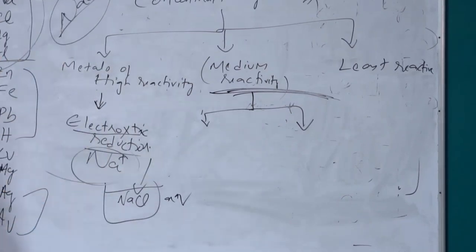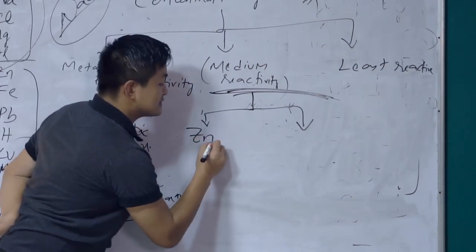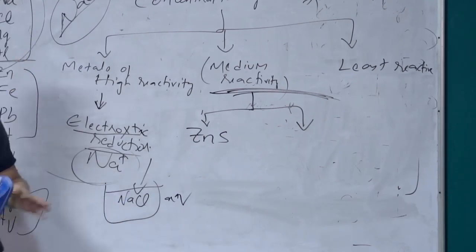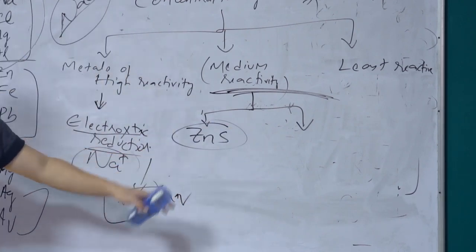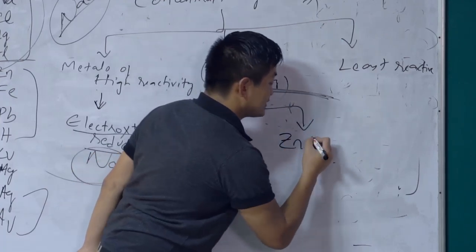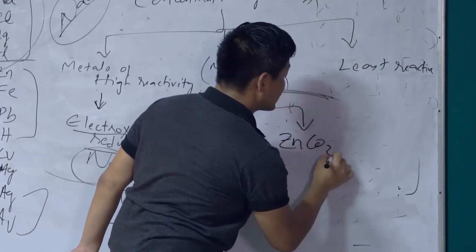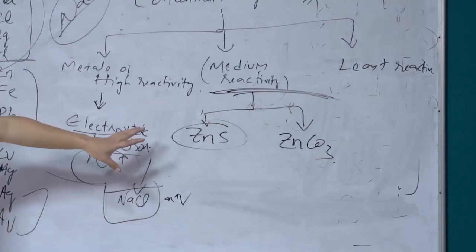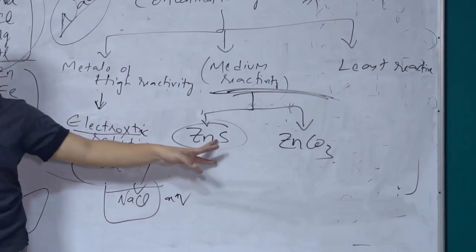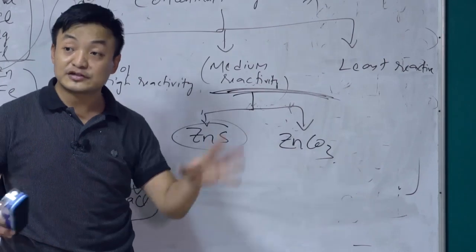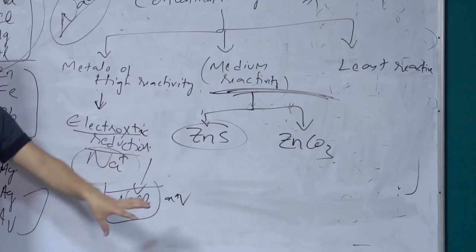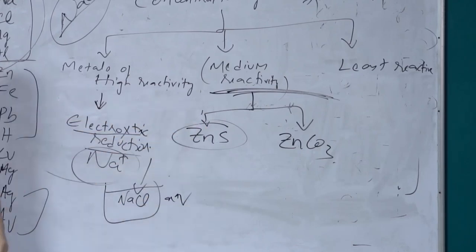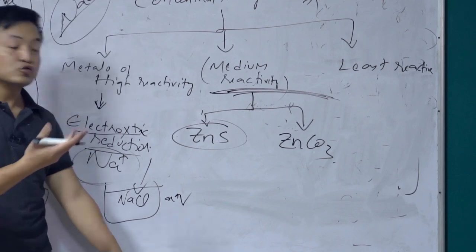Here we will get, let's say for example, zinc sulfide. Zinc is a metal, but naturally you might get it in the sulfide form or the carbonate form. But what is our goal? Our goal is to get this zinc, but we are not going to get zinc directly. We have to go through two processes.